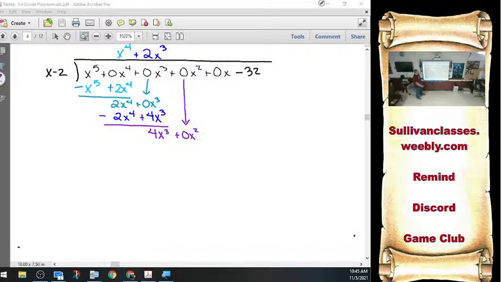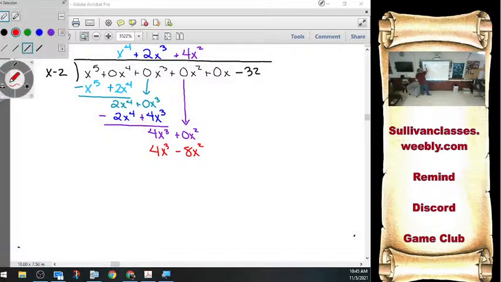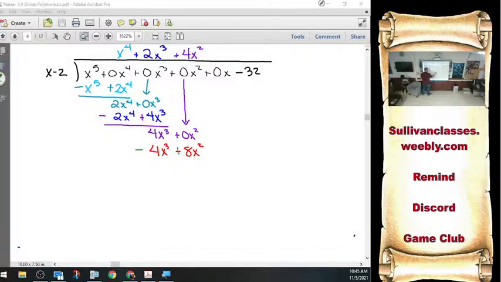Go again. 4x to the third divided by x is 4x squared. 4x squared times the stuff is 4x to the third minus 8x squared. Change your signs: 8x squared. Divide, do it again.